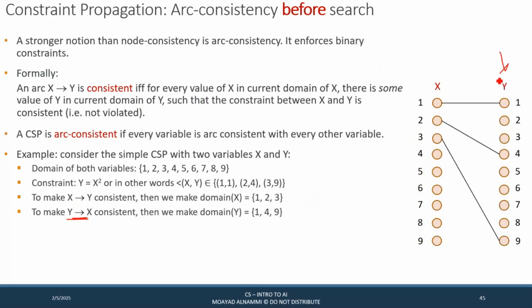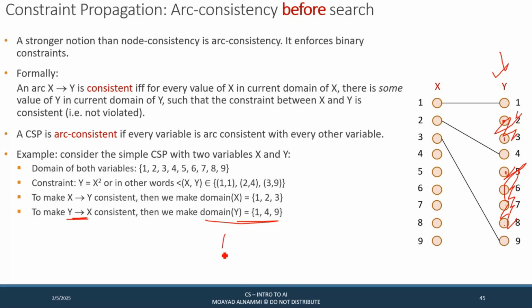Okay, what about y goes to x? Y goes to x, again, is not consistent with this current domain. The main reason is because you can see 2, 5, 3, 6, 7, and 8 do not have some value in x that satisfies the constraint. So we need to remove 2, 3, 5, 6, 7, and 8. So I hope the idea is clear.